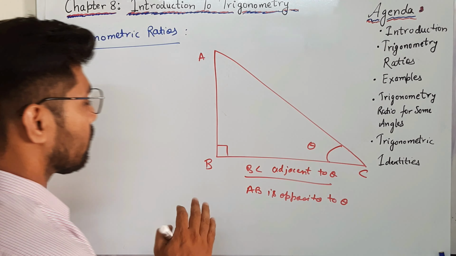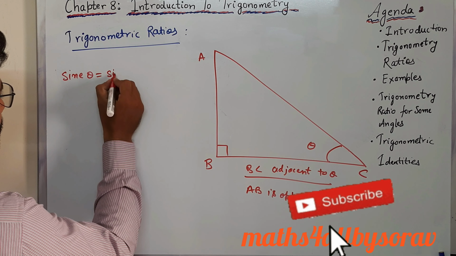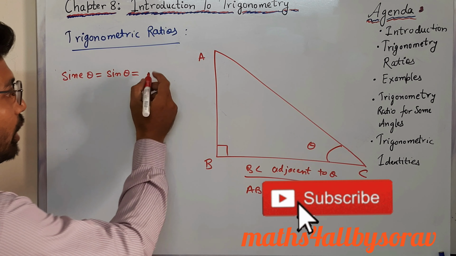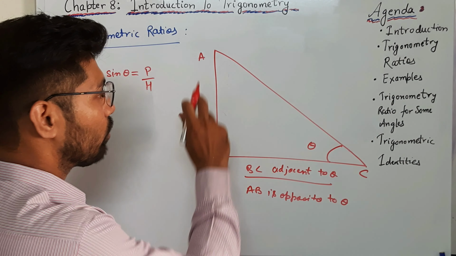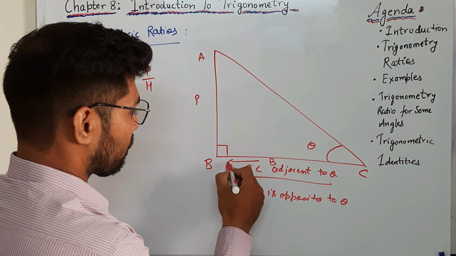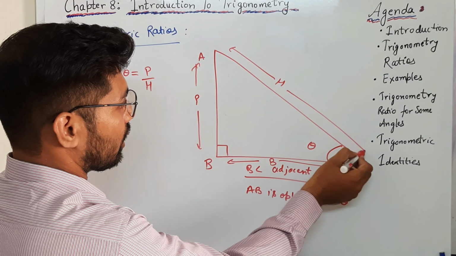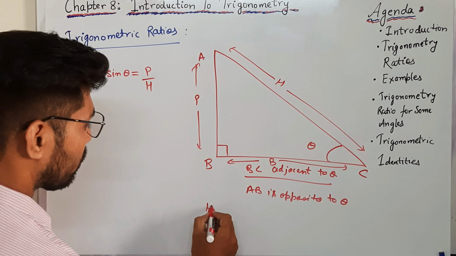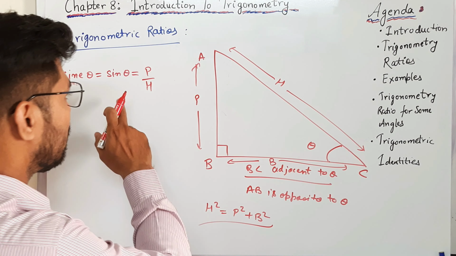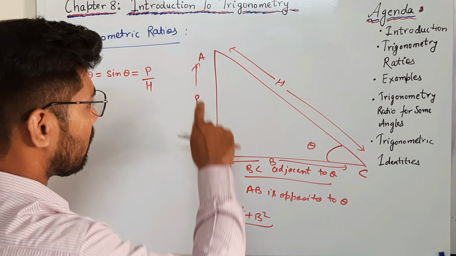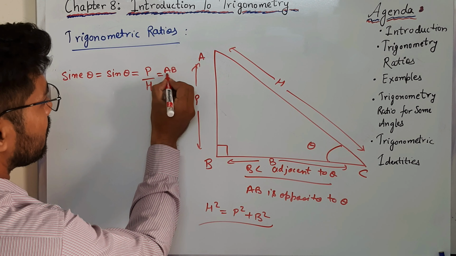Now understand sine theta. What is sine theta? Sine theta is perpendicular upon hypotenuse. As we know the properties of a right angle triangle, this is the perpendicular, this is the base, and this is the hypotenuse. In a right angle triangle, hypotenuse square is equal to perpendicular square plus base square, right? Now, sine theta is perpendicular upon hypotenuse. This is our perpendicular and this is our hypotenuse, so we can also say AB upon AC.